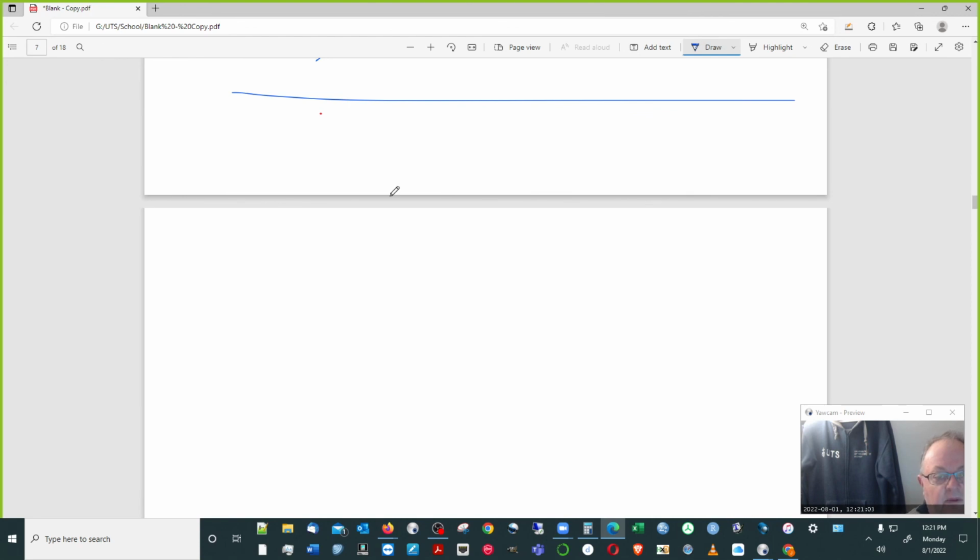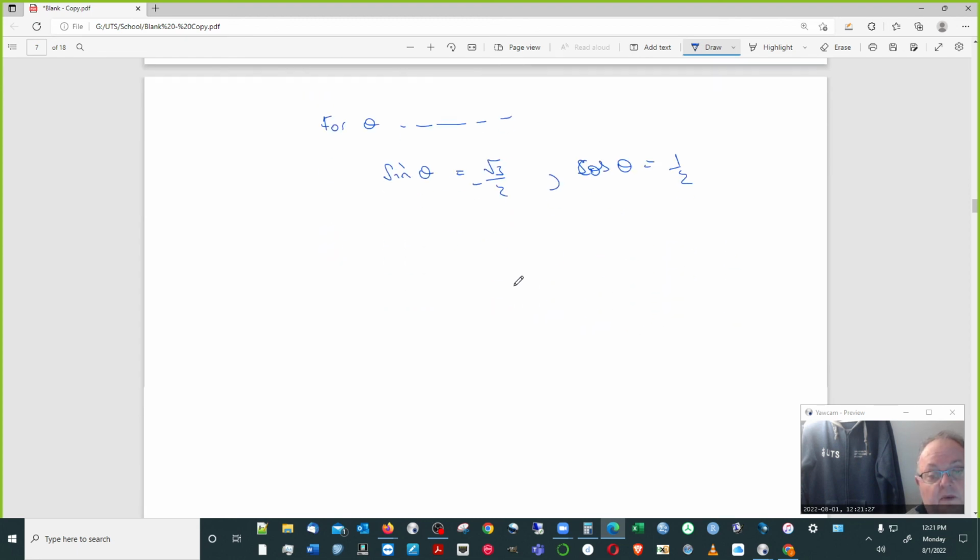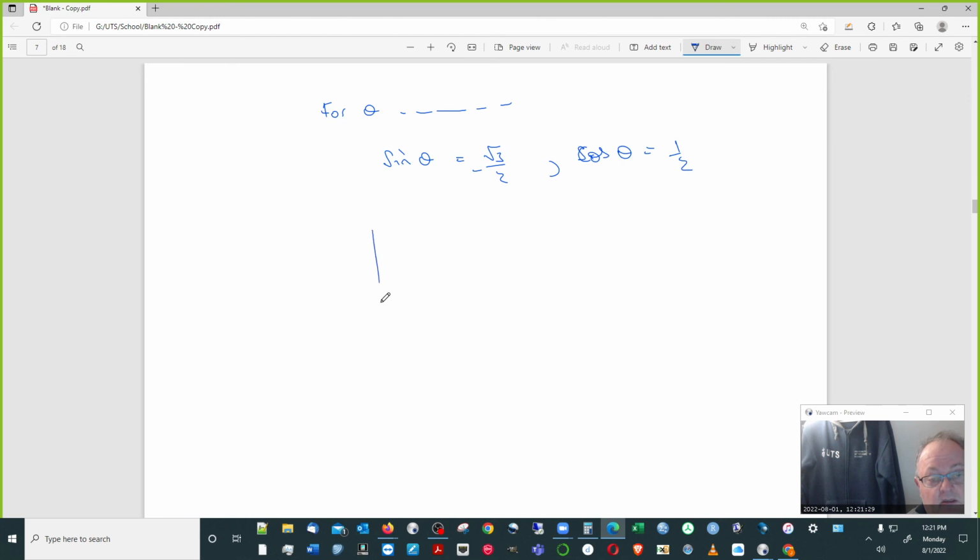You can make up your own questions and try them. You can do your theta angles and just pair them up. Sine theta is root 3 on 2, a positive root 3 on 2. Cos theta, what's the other one that goes with a root 3 on 2? A half. Okay, so we can say minus root 3 on 2 and a half. So which one's bigger, which one's smaller, which one's which?